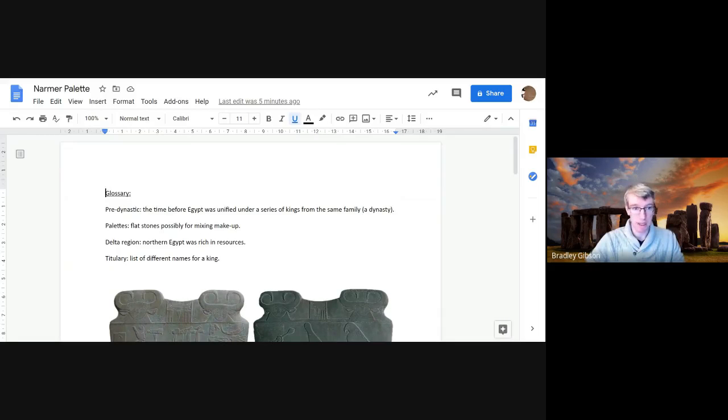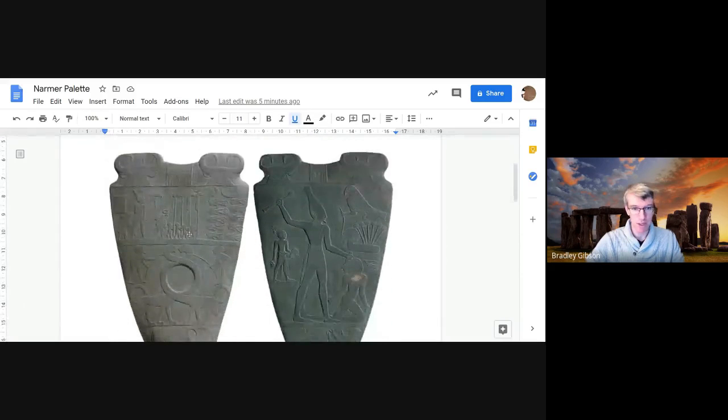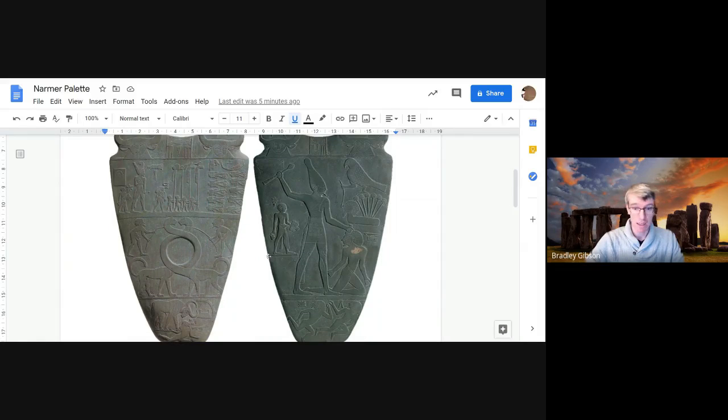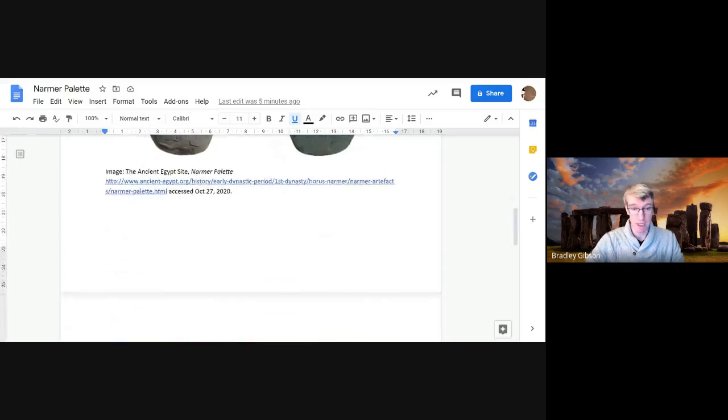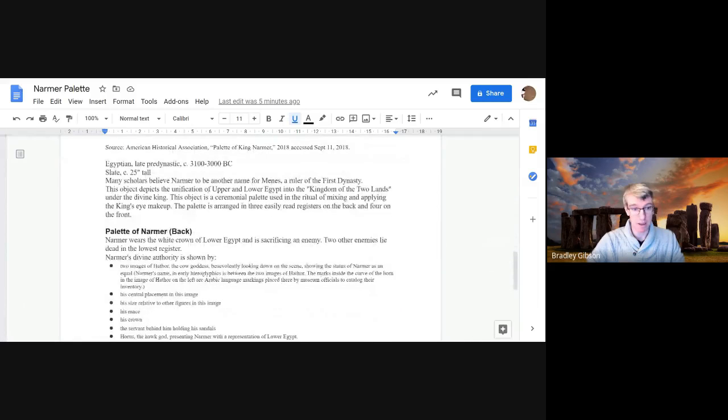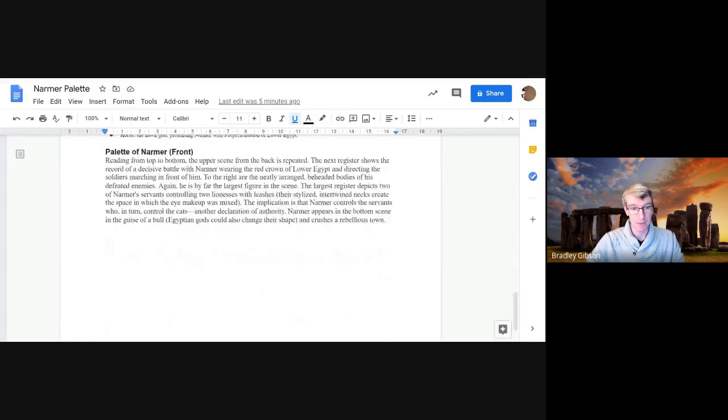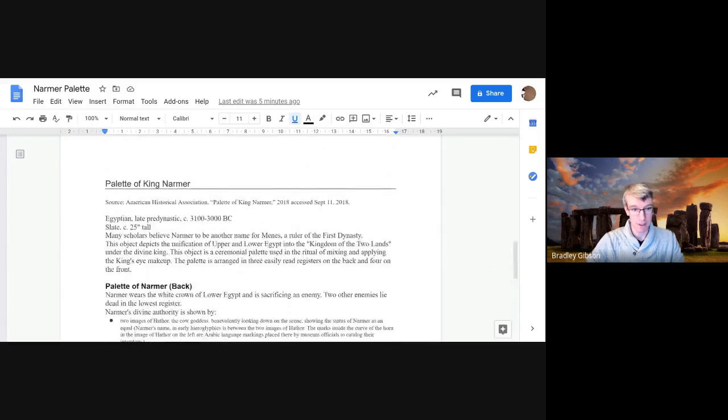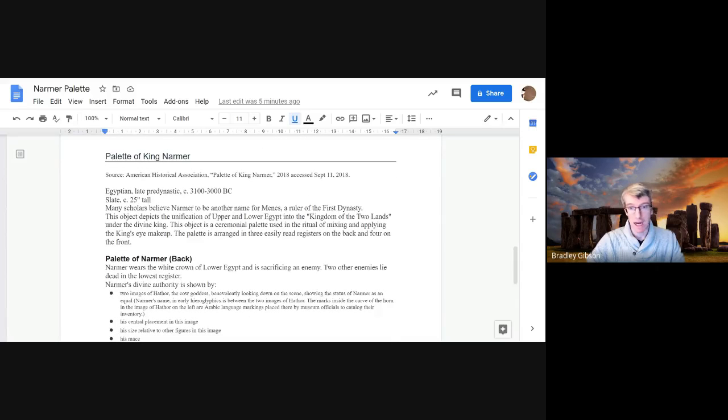What this shows is the Narmer palette. You've got a brief glossary at the top. You've got the two sides of the palette. And it's showing Narmer, this guy right here is the pharaoh smashing somebody's head in, because that's what you do when you conquer parts of a country. And you'll have to take a look at the summary. You've got a summary here showing generally what's happening with the Narmer palette.